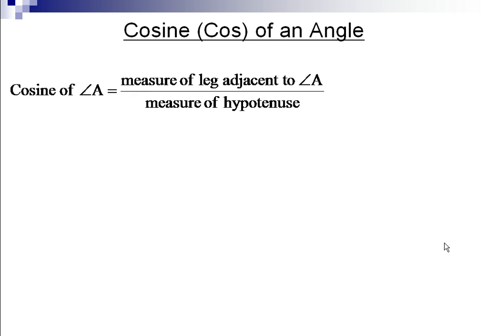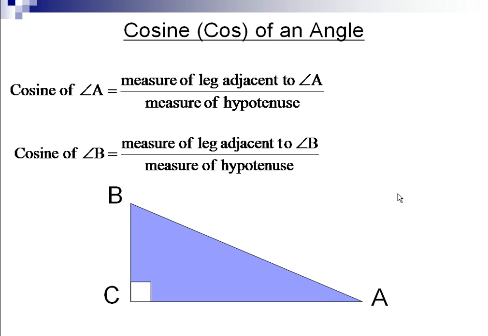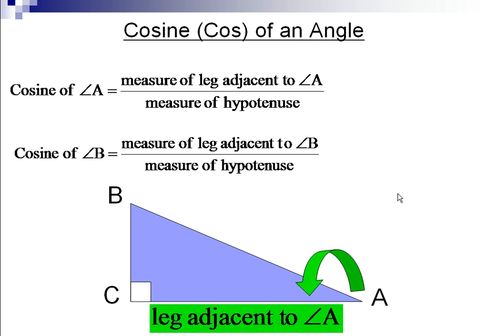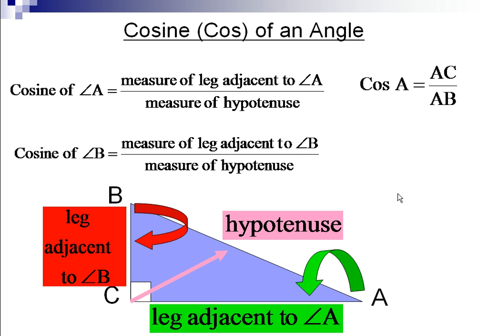Talk about cosine of an angle. Cosine of angle A is the measure of the leg adjacent to angle A over the measure of the hypotenuse. Cosine of angle B is the measure of the leg adjacent to angle B over the measure of the hypotenuse. There's a picture to illustrate what we're talking about. This side is the leg adjacent to angle A. This side is the leg adjacent to angle B. And of course there's our hypotenuse. Cosine of angle A is AC over AB. Cosine of B then would be BC over AB in this diagram.